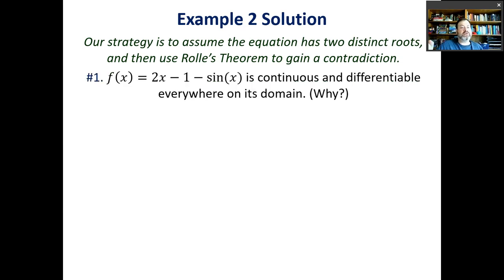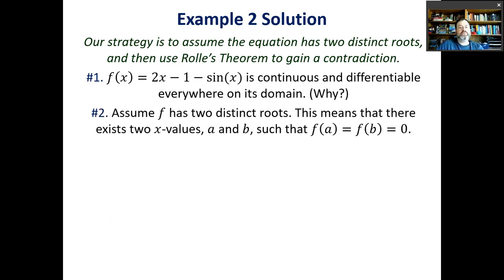So statement number 1. The function is continuous and differentiable everywhere on its domain except possibly endpoints, right? I'm just not even going to write that. Just assume that that's true. It saves me a little writing. So why is this continuous and differentiable? That's something you've already been tested on. Make sure you know why that is true.